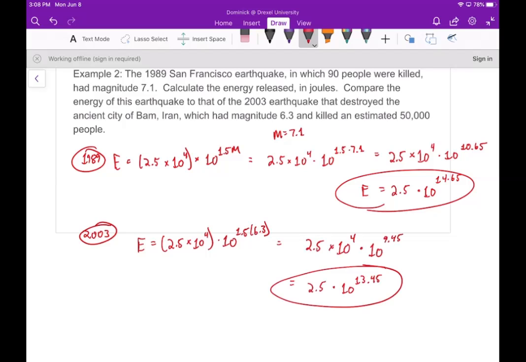Right. So those are the energy comparisons between these two earthquakes. And notice that even though one was only 0.8 magnitude smaller, you're getting this factor of 10 to the 1.2 of a difference in the amount of energy. So over 100 times intensity difference there.